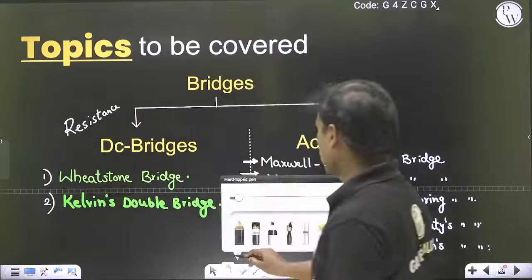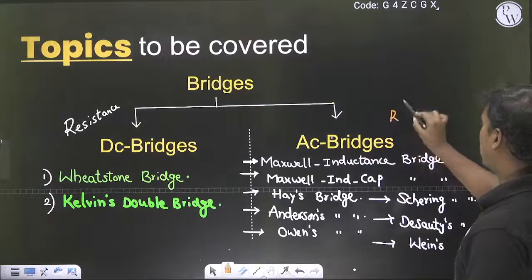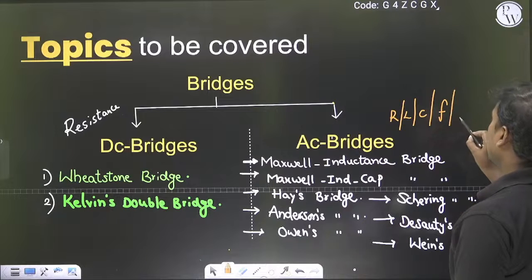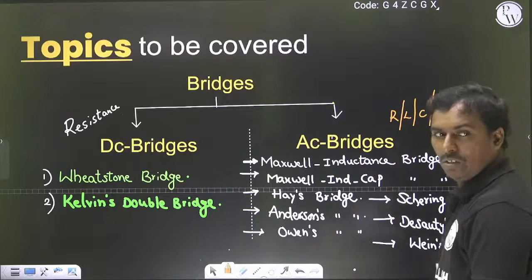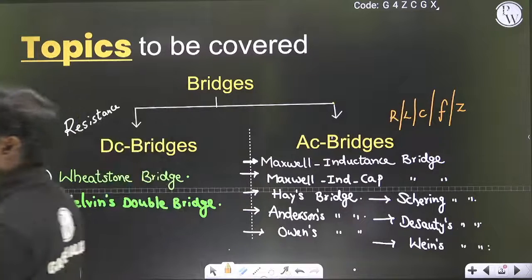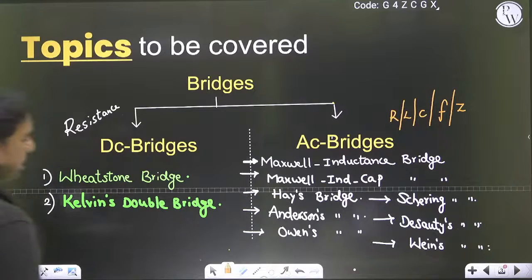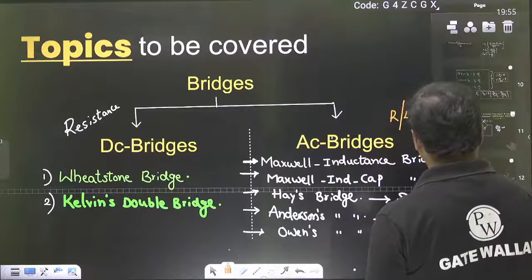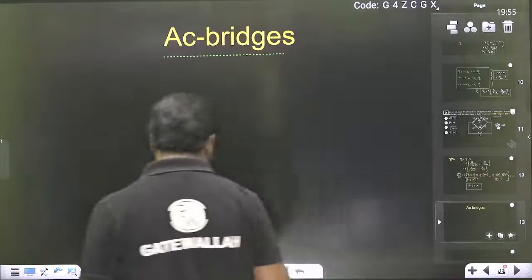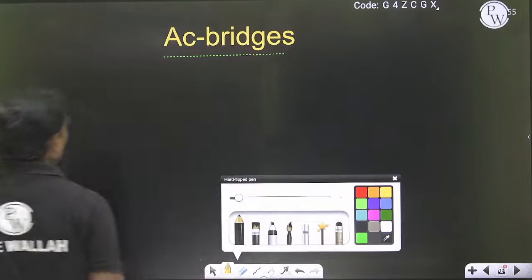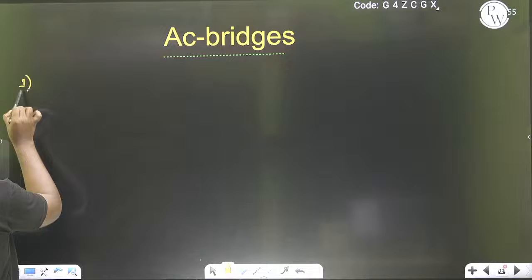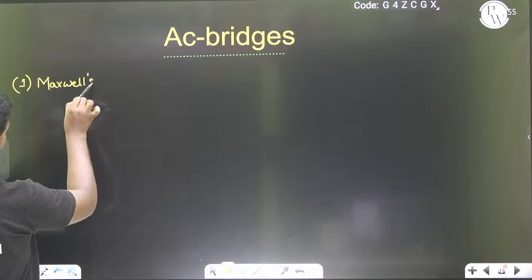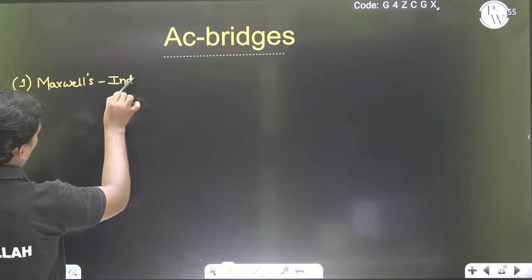But if you take AC bridges now, we can measure resistance, inductance, capacitance, frequency, and impedance. So these are all the applications of AC bridges. In AC bridges, mostly we are going to get theoretical questions. So what are the theoretical questions we are going to get? First comes the Maxwell inductance bridge.